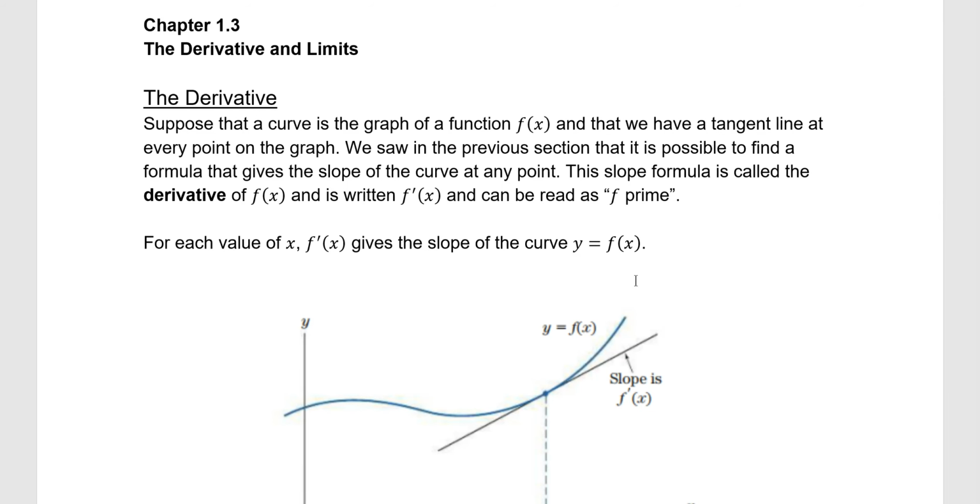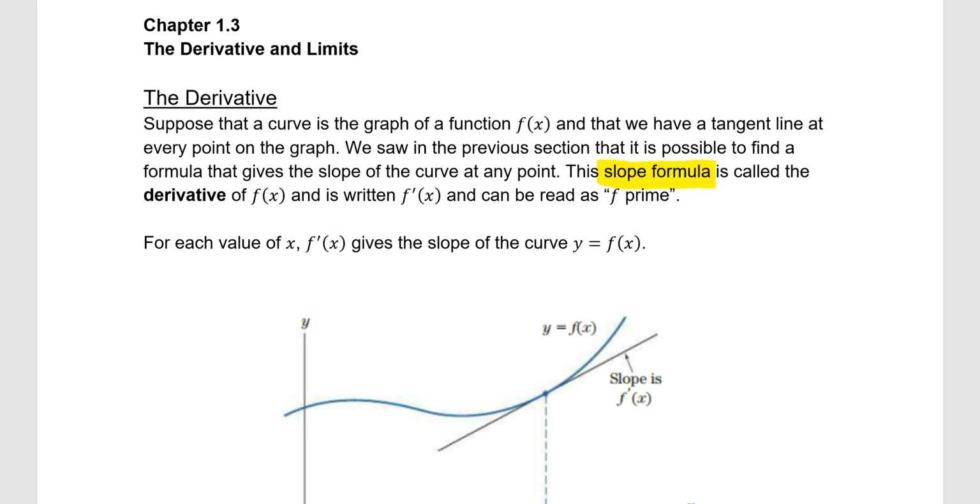Chapter 1.3, we're going to be going over the derivative and limits. So starting with what a derivative is, suppose we have a function f of x and we have a tangent line at every point on the curve of f of x. We saw in the previous section that we can actually find the formula that gives the slope of the curve at any point. So this slope formula is called the derivative of f of x.